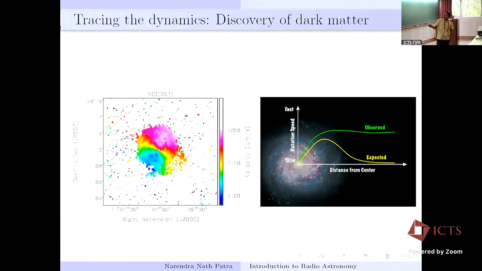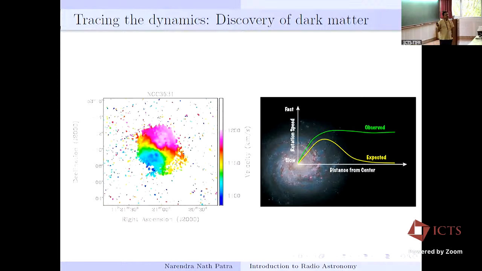And you can map this whole thing part by part in the galaxy and make a map like this. Red means it is moving away from you, and this blue part means it is coming towards you. Using this, you can make rings and find out which part of the galaxy is rotating at what speed, correct? So this is called the rotation curve, this green line you see.